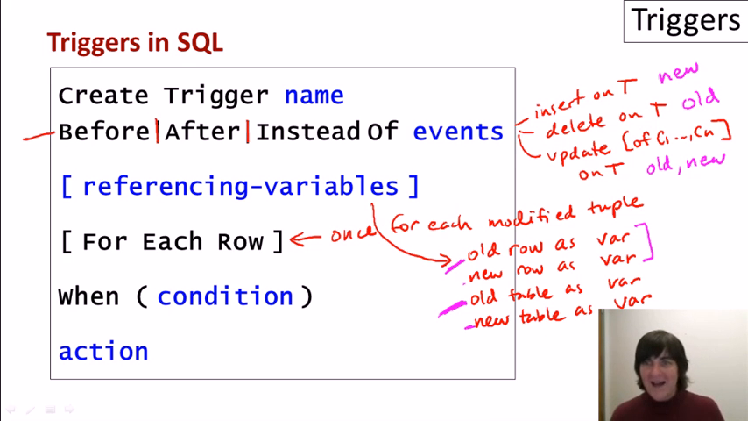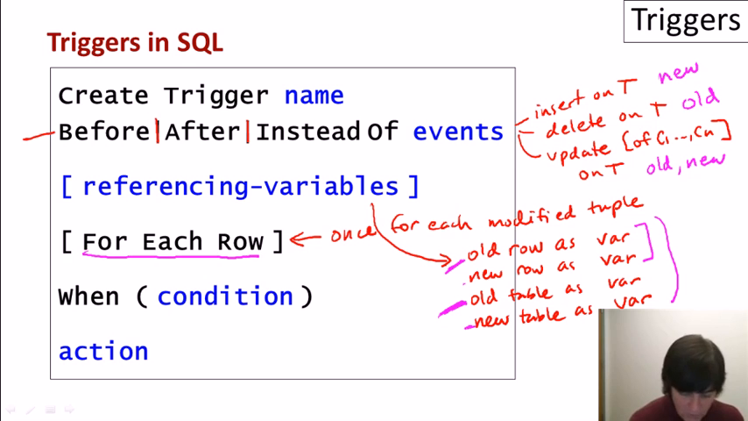Finally, if we have a row level update, then we can have all 4 of these. But if we have a statement level update, then we would only have the old table and the new table. And just to clarify, when I say row level, I mean that for each row is present. And when I say statement level, I mean that for each row is not present. Okay, so now we've covered those clauses.